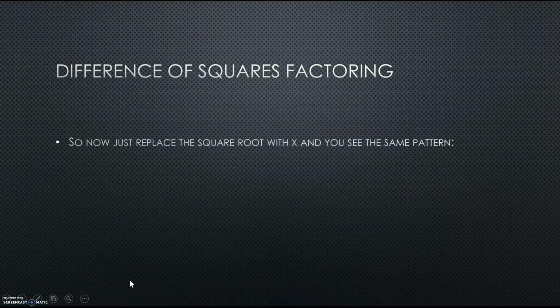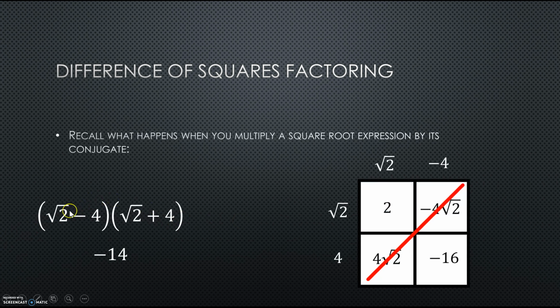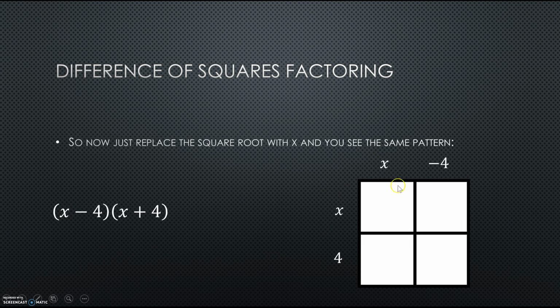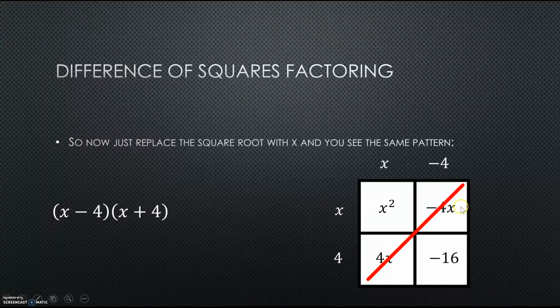The same logic applies when I'm thinking about differences of squares. The only thing is, instead of a square root, I have x. So it's a polynomial instead of a square root expression, but the same pattern holds. If I take x minus 4 and multiply it by x plus 4, using the same grid, I have x times x, which gives me x squared, and then negative 4x, and then 4x, and then negative 16. Just like with the radicals, this middle x term cancels right out, and all I'm left with is x squared minus 16.